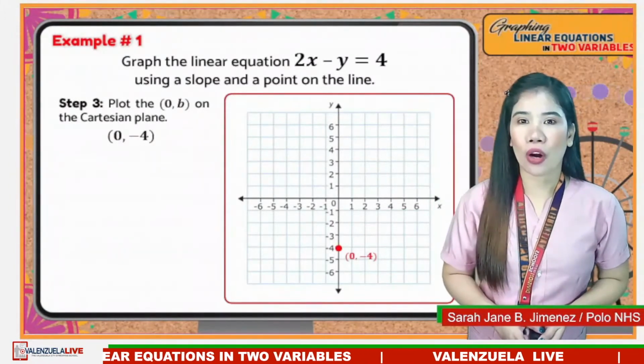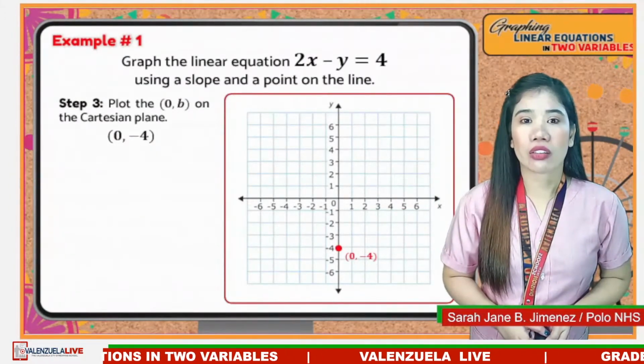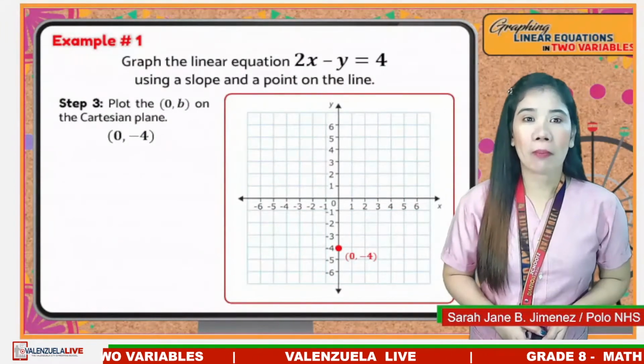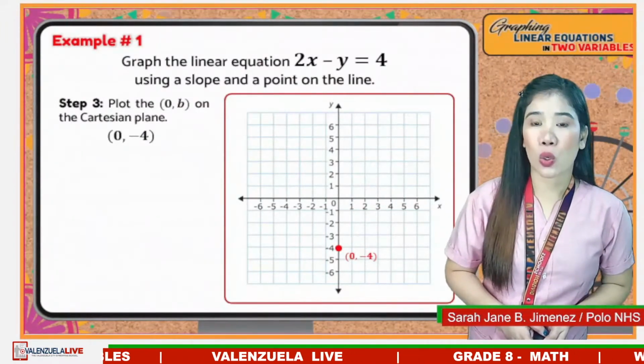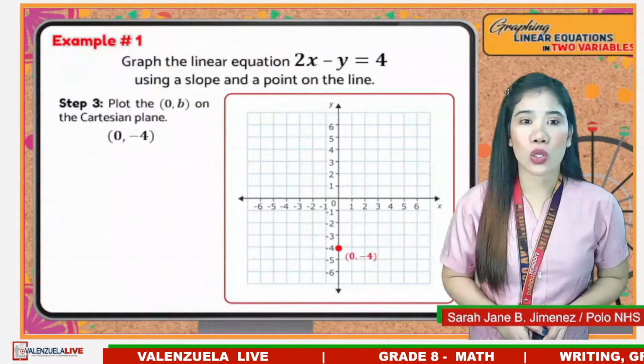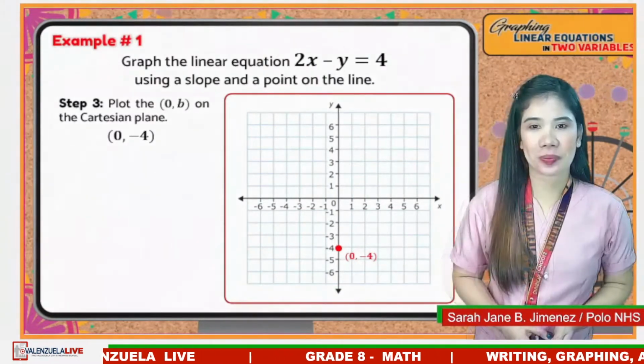Step number 4, from point 0, negative 4, plot another point using the slope m. We will use the slope 2 to find the second point.